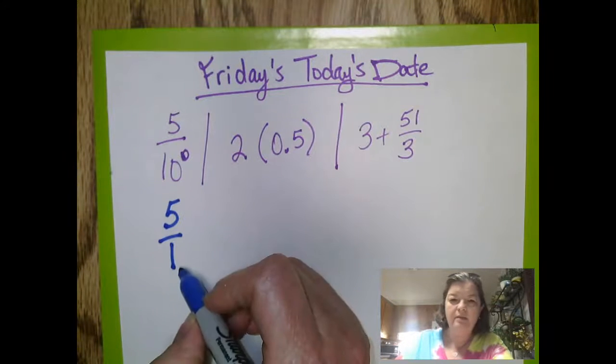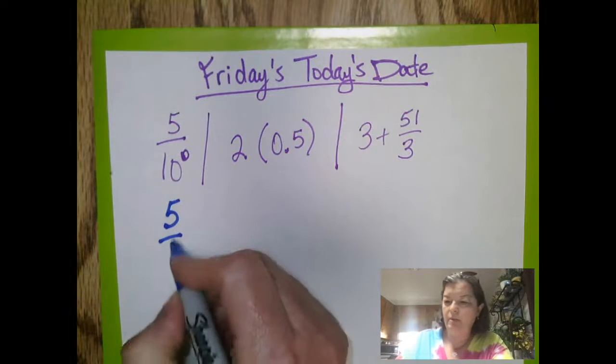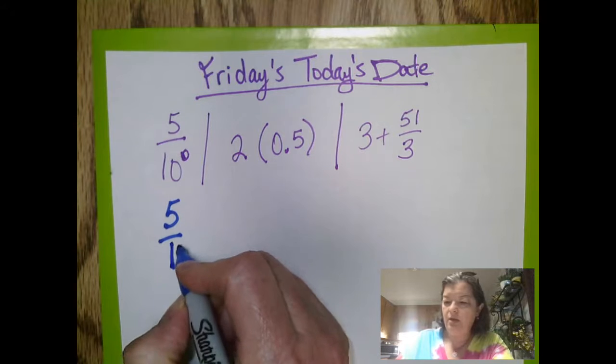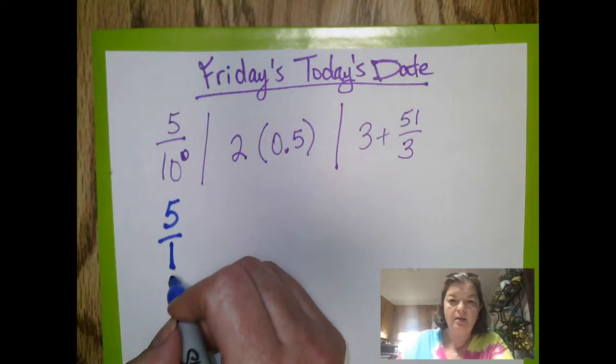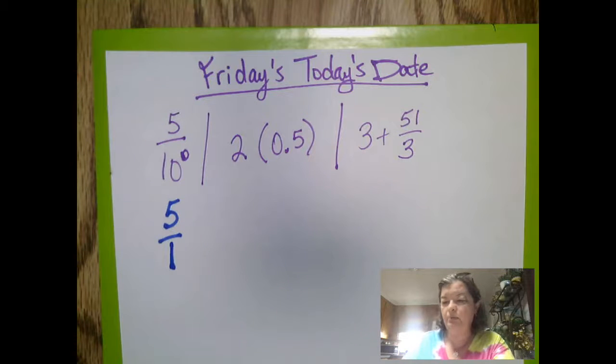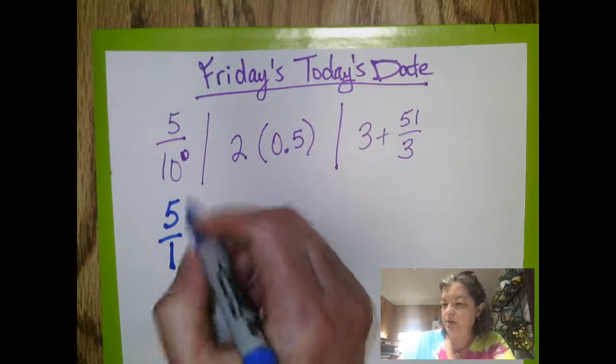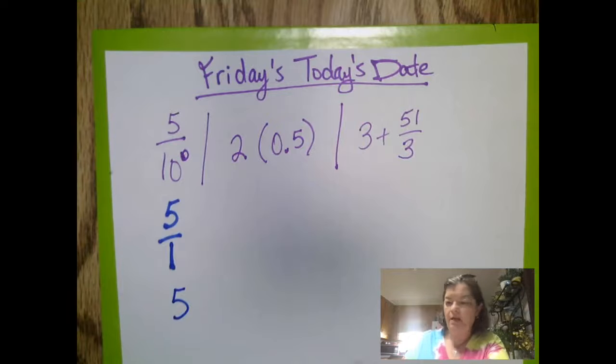I'll probably add a video so that you guys can look up more about integers and their laws to really understand that more. And of course there'll probably be more in future dates. But we're going to continue. 5 over 1 is 5.